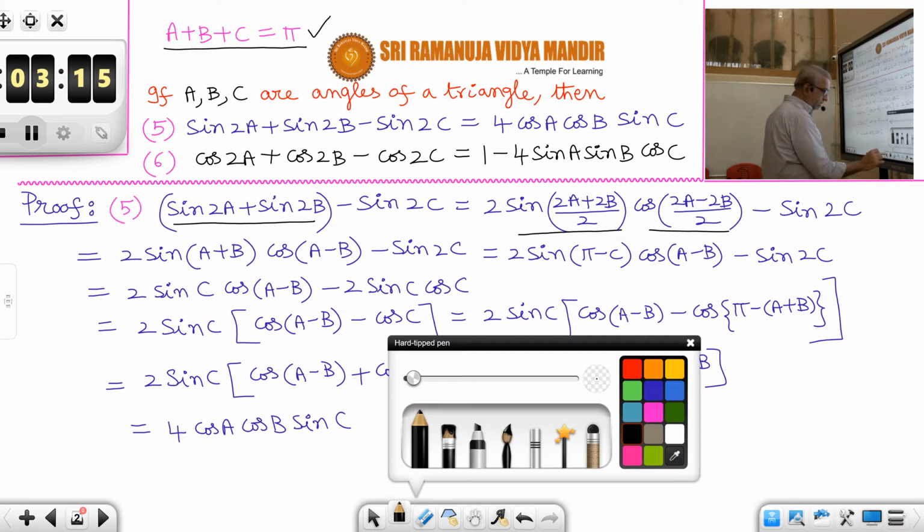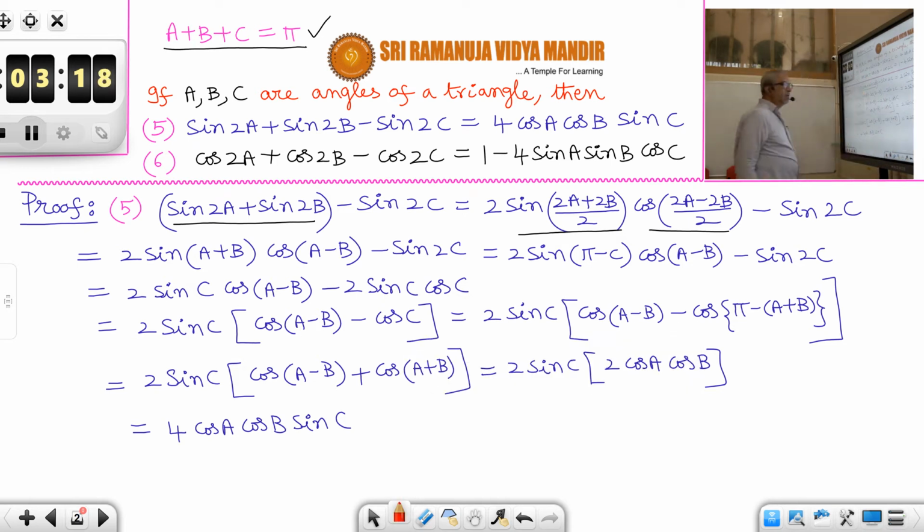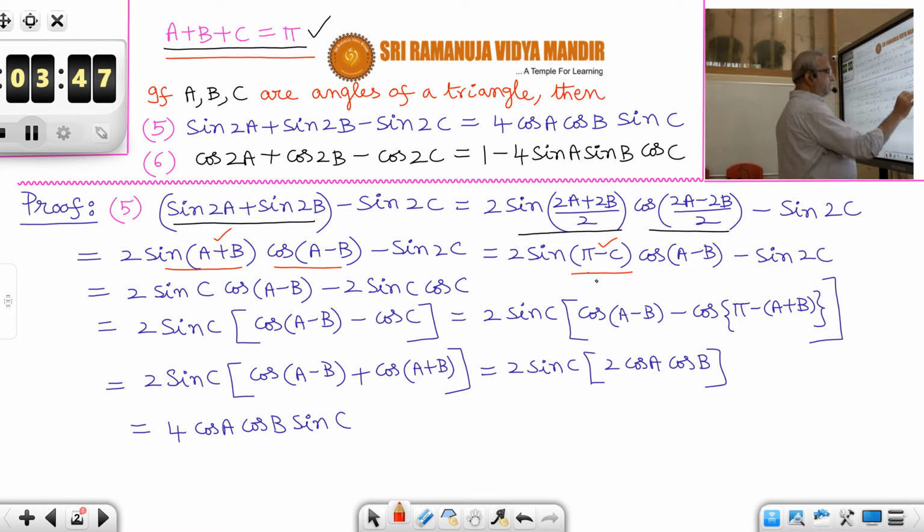Let me use the red color. So (2A plus 2B)/2 is A plus B, so sin (A plus B). (2A minus 2B)/2 is A minus B, cos (A minus B). Sin 2C will be waiting. But A plus B can be written as pi minus C, because A plus B plus C is equal to pi, angles of a triangle. That is the only change here. But what is sin (pi minus C)? Sin (180 minus C), sin C only. So 2 sin C cos (A minus B).